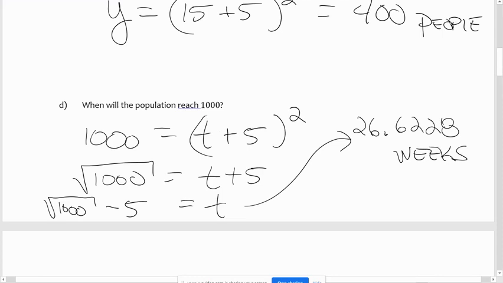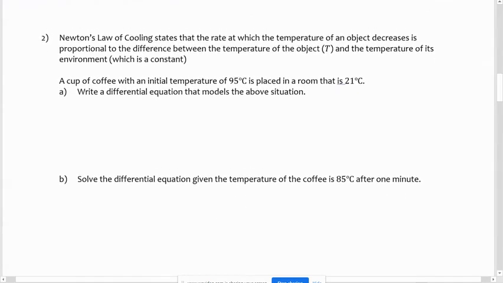Okay, so that's the first problem. Definitely the hardest part of that is B, where you have to solve the differential equation for those initial conditions to find out what your 2 constants were. All right, let's go on to number 2.